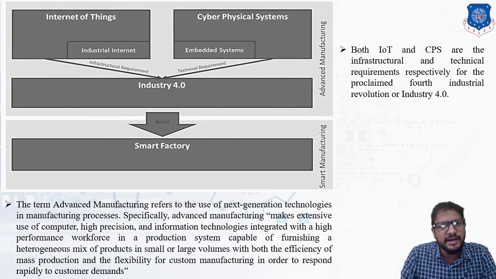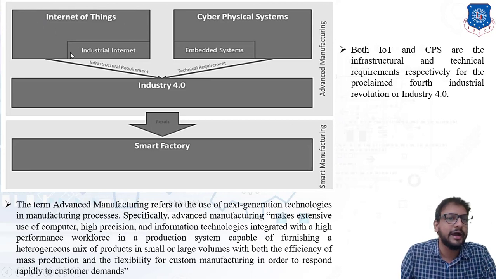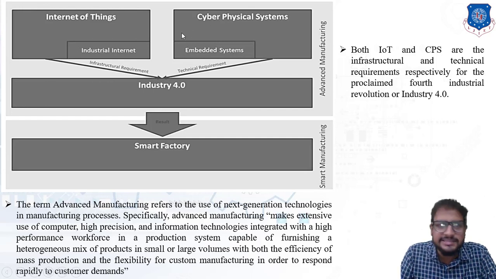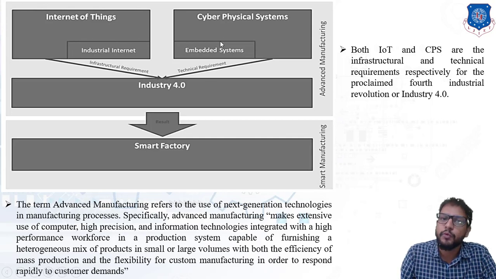Now in the next slide, I have taken a diagram. Over here you can clearly see that IoT is required for advanced manufacturing and the cyber physical system is required. Now what is IoT? IoT is an industrial internet. And what is the cyber physical system? It is an embedded system. Now, what does IoT provide? IoT provides an infrastructural requirement, and what does CPS provide? CPS provides a technical requirement.